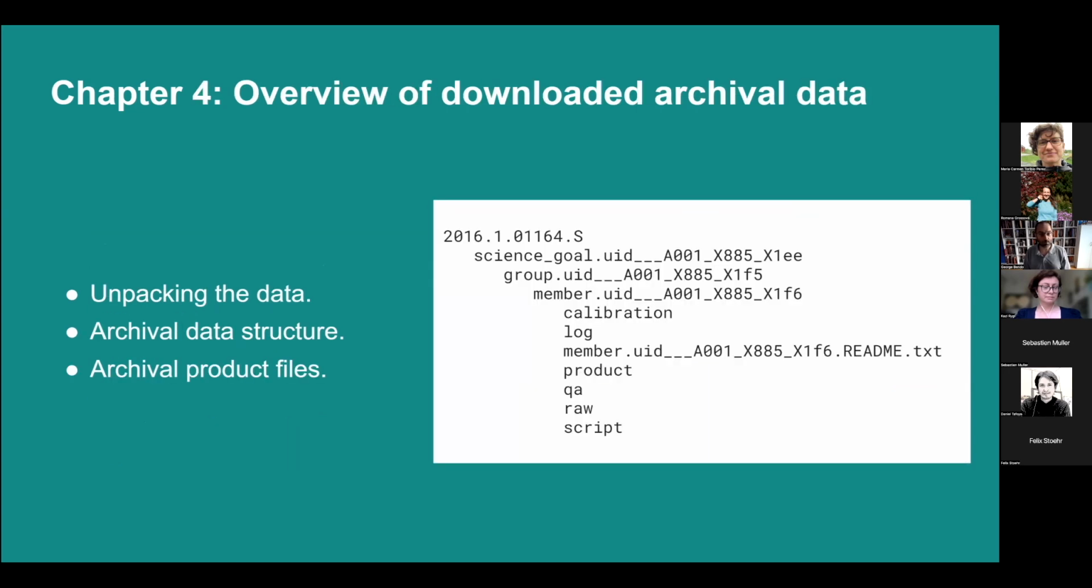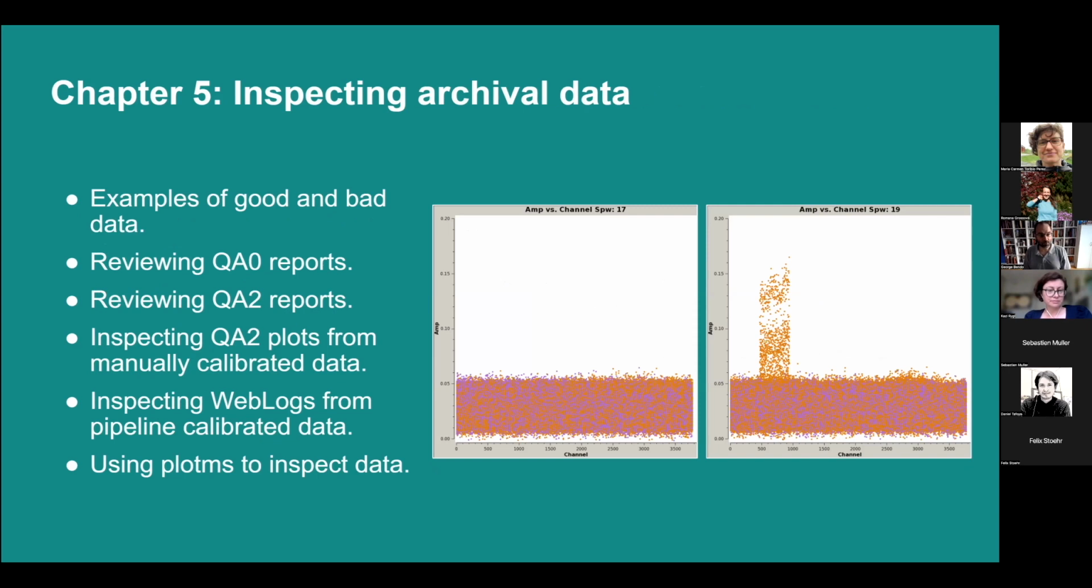Chapter 4 provides an overview of the downloaded archival data itself, including some information on how you can unpack the data, which is basically stored into basic tar files. It also describes the archival data structure and also gives an overview of the product files that are available. Chapter 5 talks about how you can inspect the archival data.